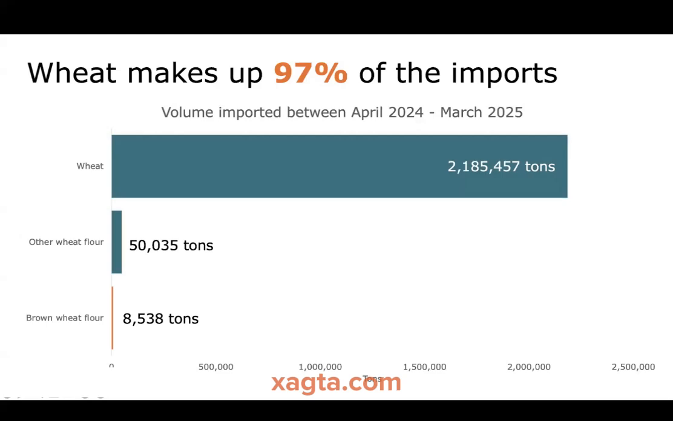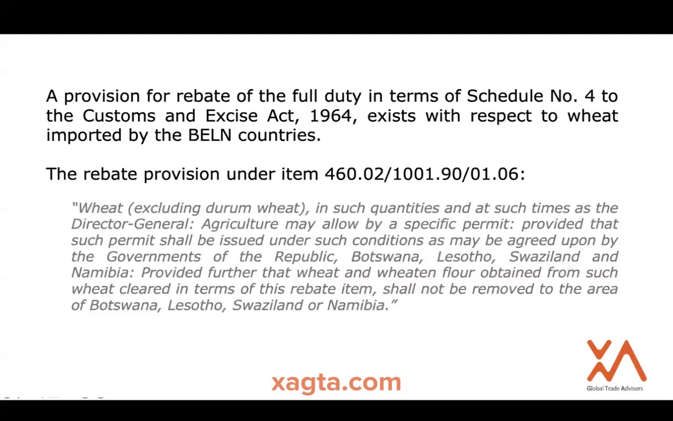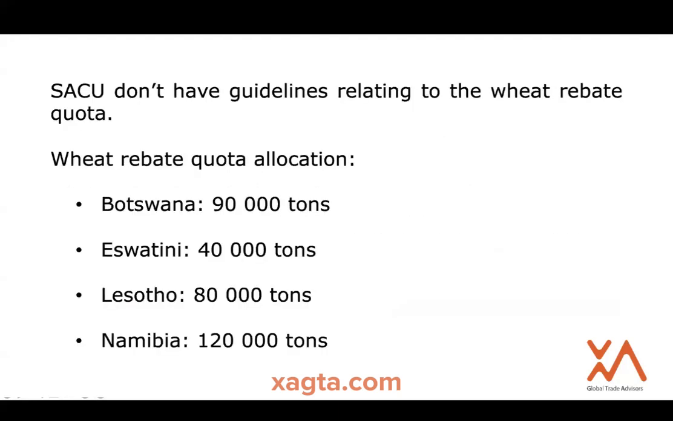It's worth noting that there is a rebate, and here we're looking at it from the perspective of South Africa. Basically, I'll use the example of Lesotho. Lesotho is given a quota, and each year they can import wheat without paying any duty on that wheat. So here are the quota levels at present. Botswana can import 90,000 tons and so on, Lesotho 80.